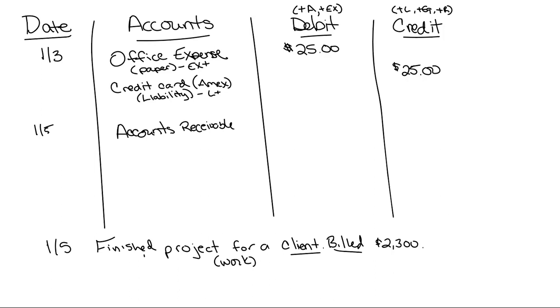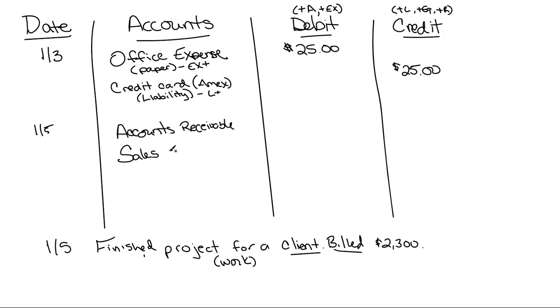Okay, so accounts receivable, and then I have accounts receivable because I did work for a client, so I want some sort of revenue account. So we could call this fees earned, we could call this sales. I mean, you call it whatever you want. So I'm going to call this sales, because I sold my work, right? That's sales.